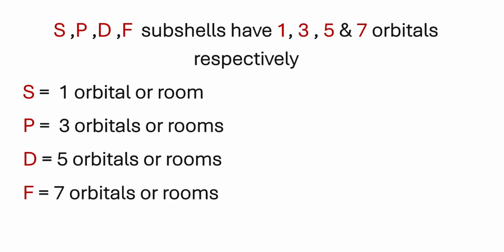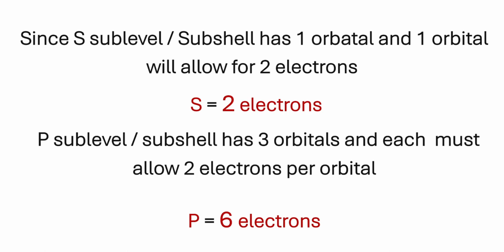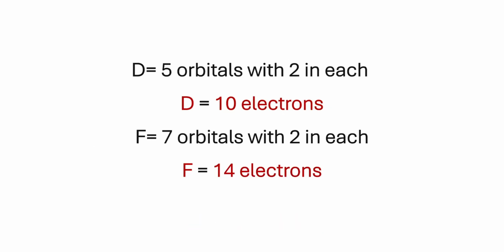Let's imagine orbitals as rooms where electrons will occupy, right? According to Pauli's exclusion principle, one orbital can only contain 2 electrons. That is to say, 2 electrons per orbital having opposite spins. So if S has 1 orbital, and for each orbital only 2 electrons can enter, then it implies that it will contain 2 electrons. Now let's take a look at the P subshell with 3 orbitals. If only 2 electrons can enter each of them, we will have a total of 6 electrons. If we use that same logic for the D and the F subshell, we'll have a total of 10 and 14 electrons respectively.